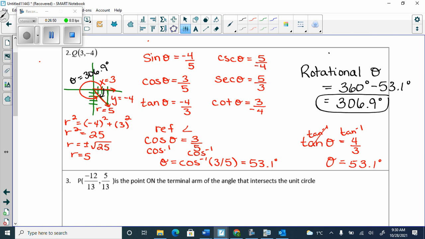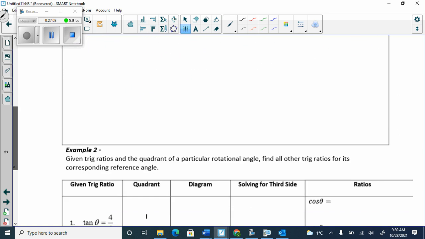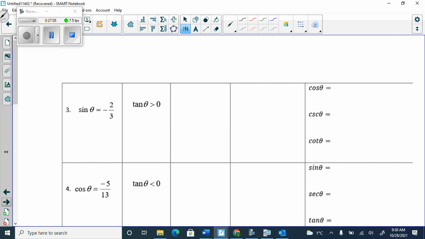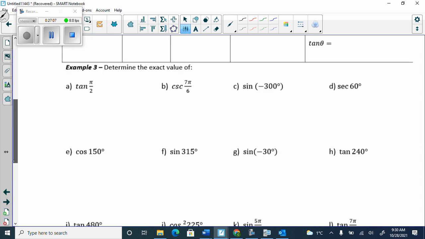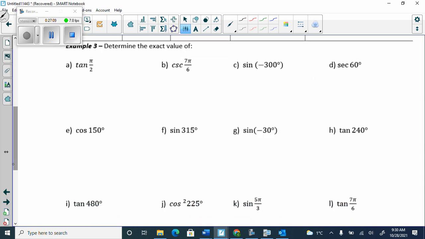Okay, we are skipping example 2. We're coming back to that tomorrow. We're going to carry on with using trig ratios. So I could give you a coordinate and ask for the 6 trig ratios and rotational angle, or I could just ask you, after this example 2, right here, example 3, to just determine the exact value.